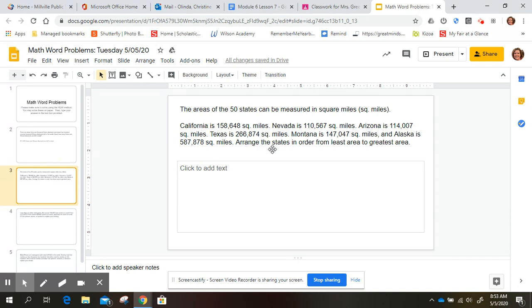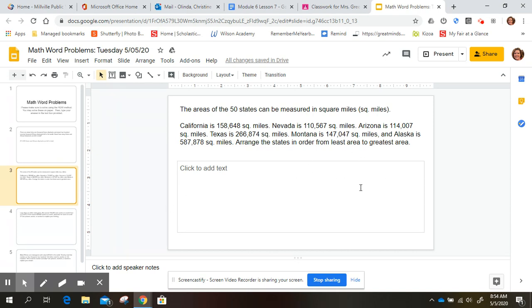All right, slide number 3, question number 2. The area of the 50 states can be measured in square miles. California is 158,648 square miles. Nevada is 110,567 square miles. Arizona is 114,007 square miles. Texas is 266,874 square miles. Montana is 147,047 square miles, and Alaska is 587,878 square miles. Arrange the states in order from least area to greatest area. And so that means I need to put the numbers in order from the smallest to the biggest.